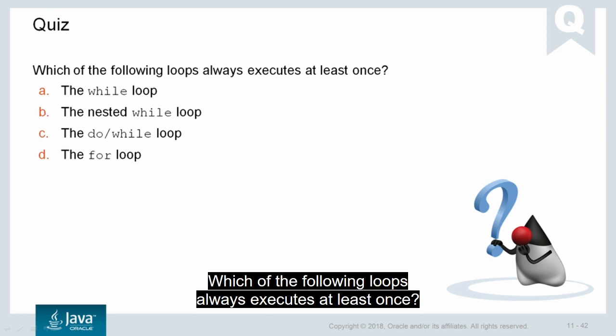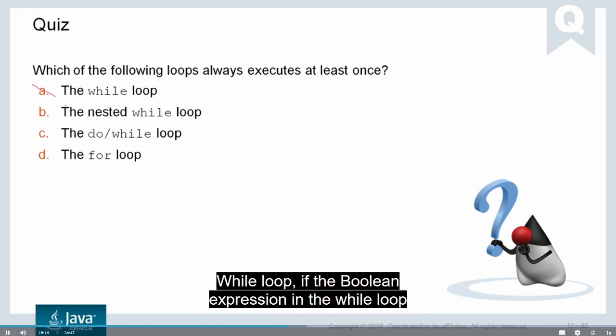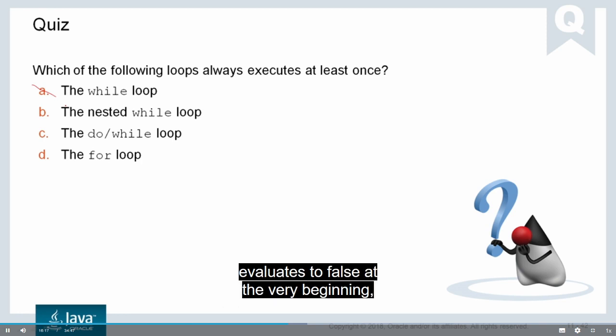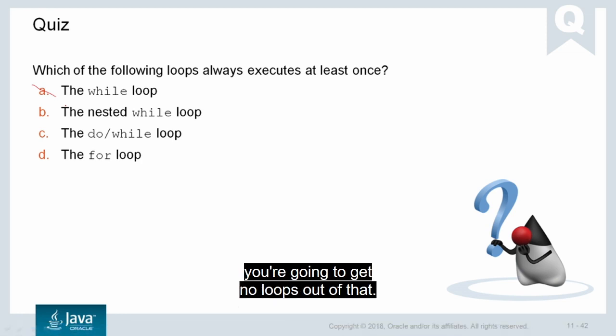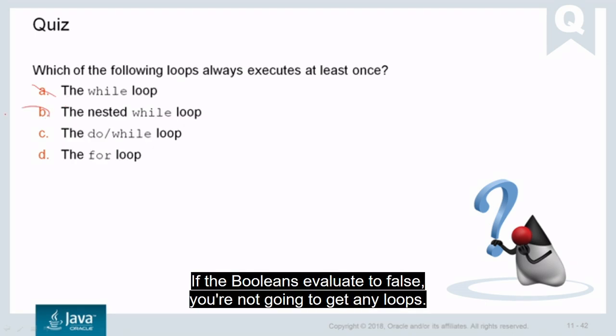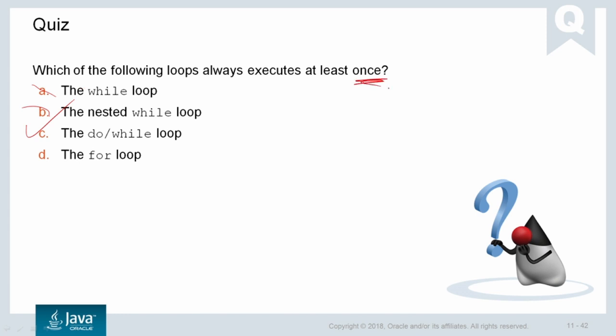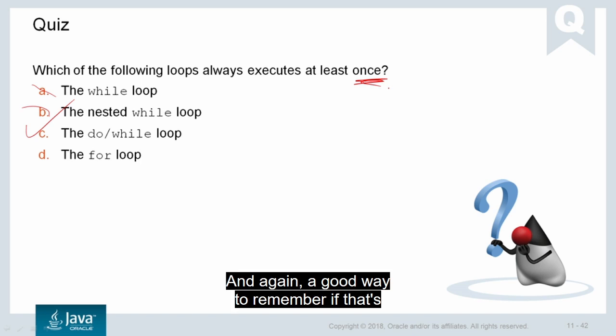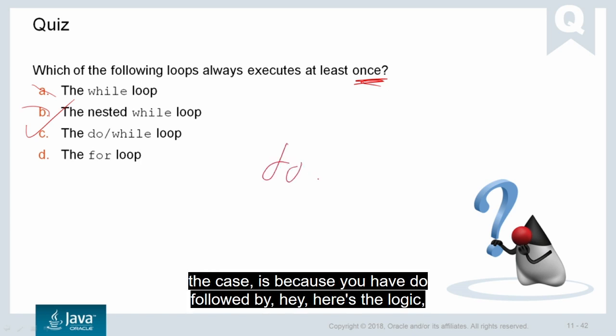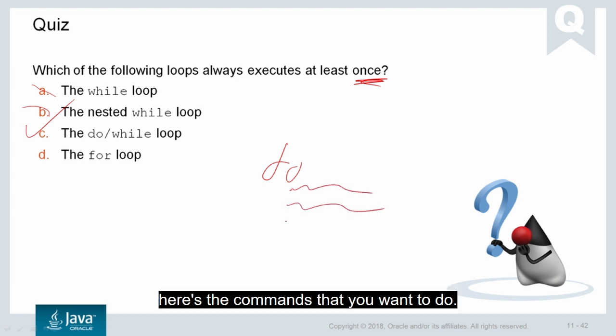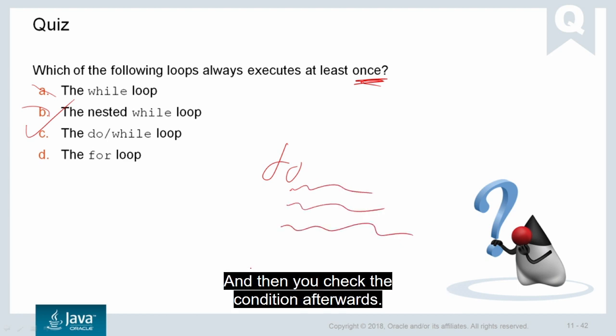Which of the following loops always executes at least once? Not the while loop. If the Boolean expression in the while loop evaluates to false at the very beginning, you're going to get no loops out of that. So that can be 0. It doesn't matter if you nest it. If the Booleans evaluate to false, you're not going to get any loops. The do while loop, that's the one that does it at least once. And a good way to remember that is because you have do followed by, here's the logic, here's the commands that we want to do, and then you check the condition afterwards.